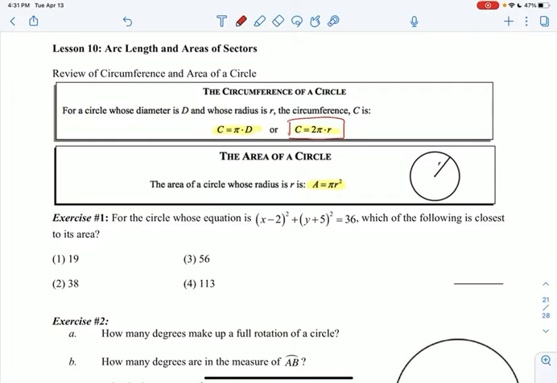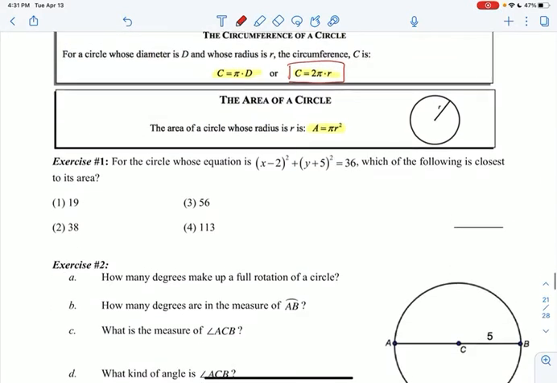Or I'm not going to find the circumference of the entire circle, but just a part of the length. Now we talked about the measure of arcs, and we did that in degrees, but now we're going to actually find the length, and that length might be in centimeters or inches or something like that. All right, so let's look at the first example.